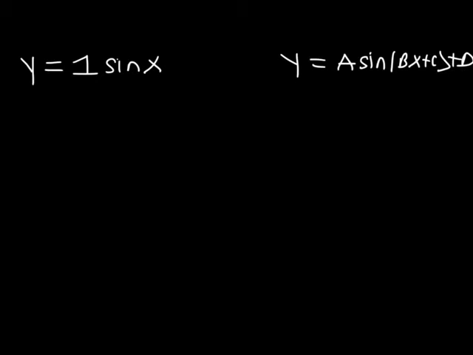Now let's talk about the amplitude of the sine wave. The generic formula is A sine bx plus c plus d. Now we're going to focus on A. A, the number in front of sine, is the amplitude. So in this case, the amplitude is equal to 1.